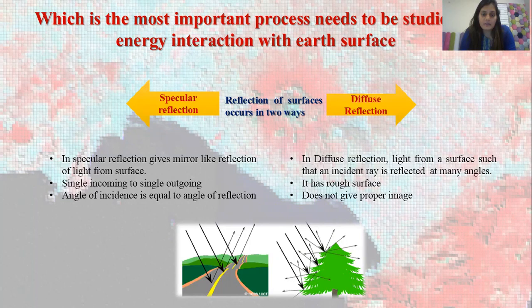Remember, specular reflection and diffuse reflection have different terminology. Specular means mirror-like; diffuse means many incident rays are reflected in many directions. The surface will be smooth in specular, and rough in diffuse. Generally, when we want to do any analysis or research, we always work on specular reflection, because we get proper information of each and every element of Earth.